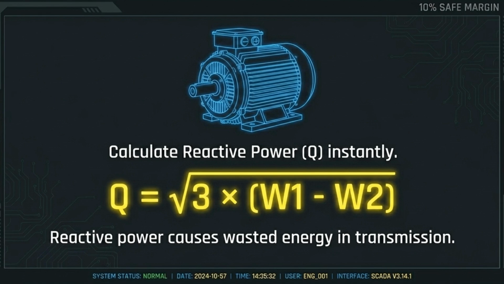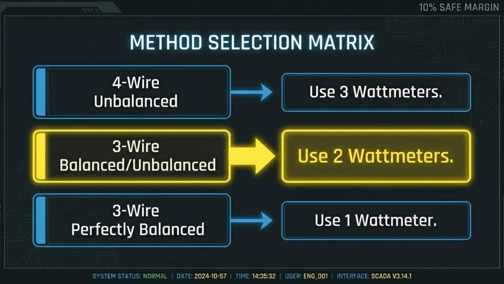You can also calculate reactive power instantly using this formula. Understanding reactive power is essential, as it contributes to wasted energy during transmission. Refer to this selection matrix to choose the correct method based on your system configuration: 4-wire, 3-wire, or balanced setups.